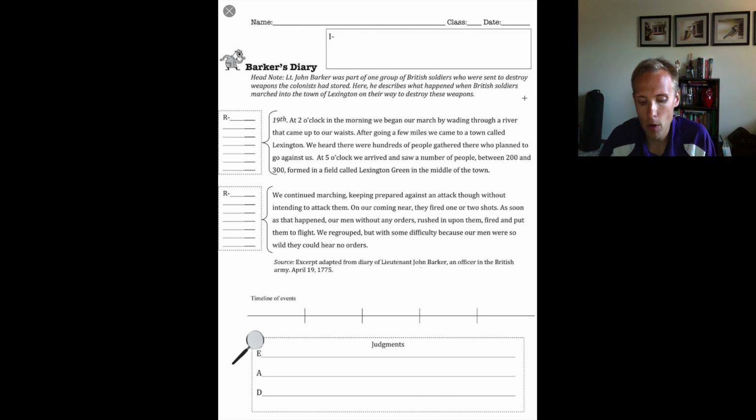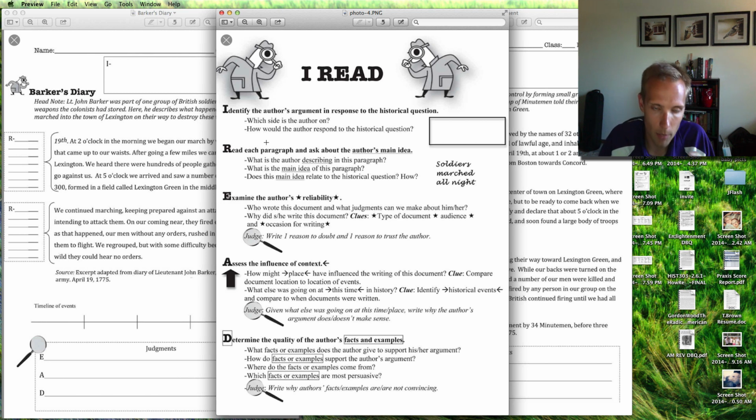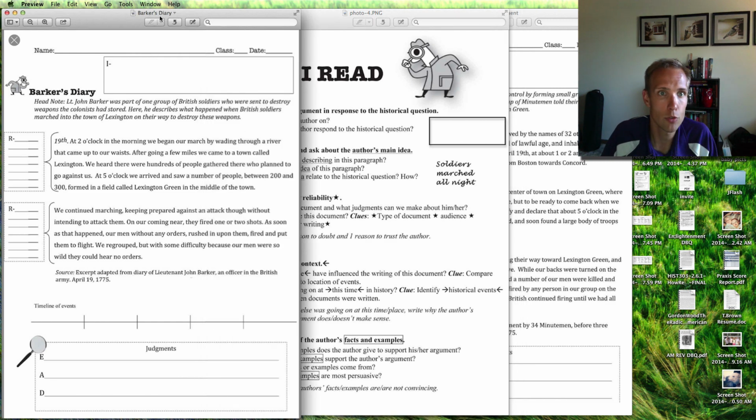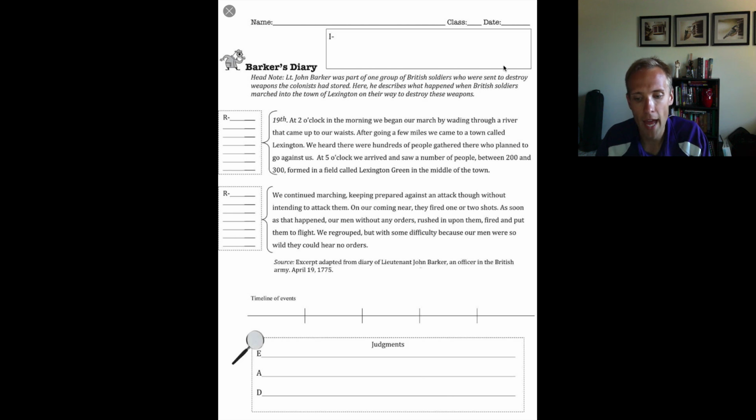So the first thing we always want to do in the I-read strategy is identifying the author's argument in response to a historical question. If we go back and look, we are looking for which side the author is on, and how the author would respond to the historical question. And again, remember the question is, who fired the first shot at Lexington Green that started the American Revolution? So if we look at this, we have Barker's diary. Let's read the head note.